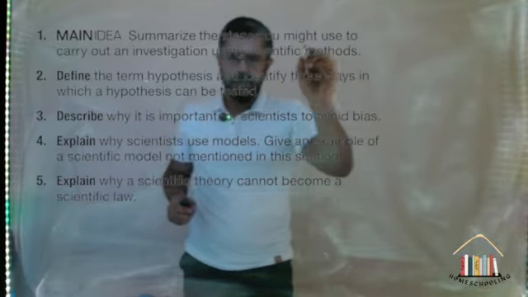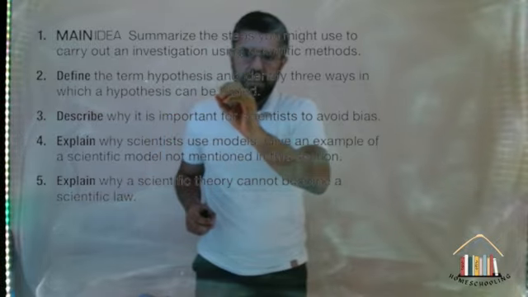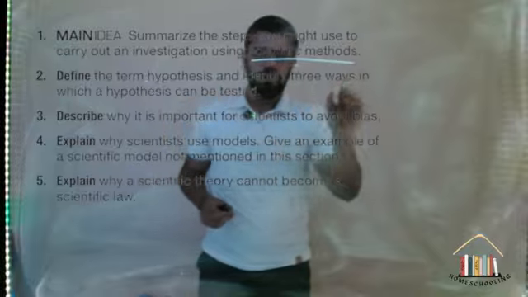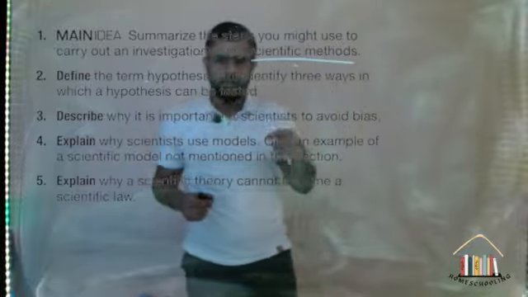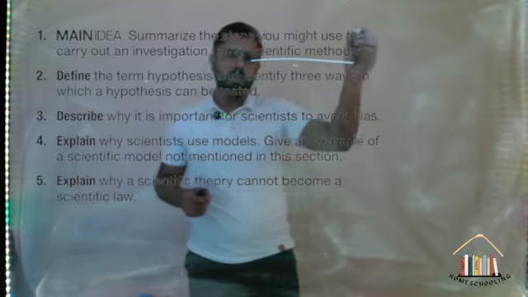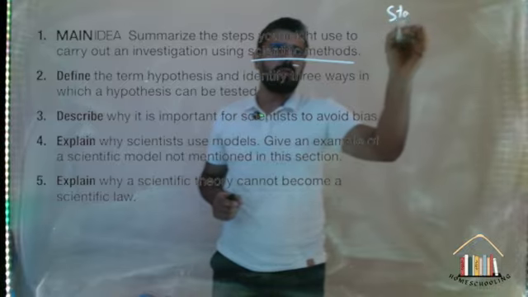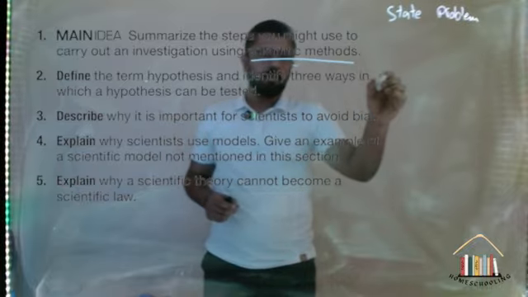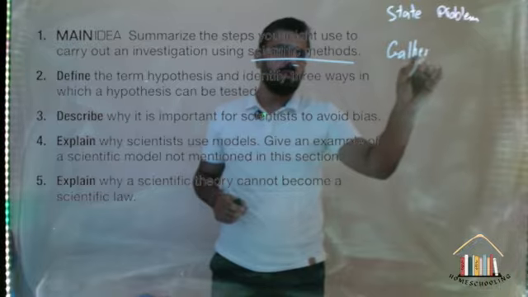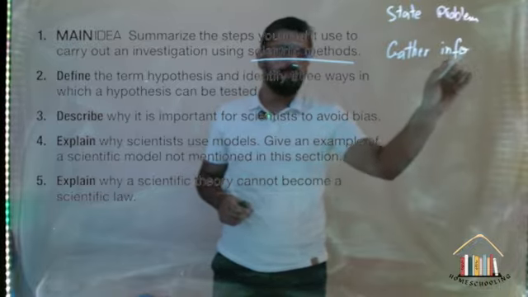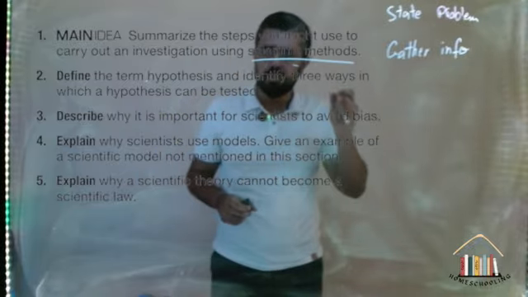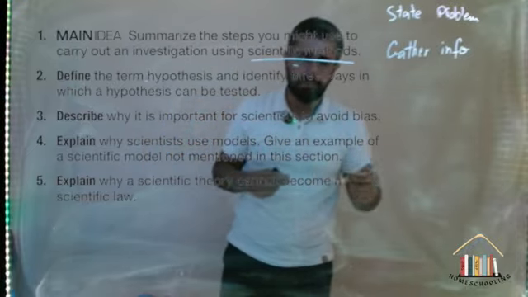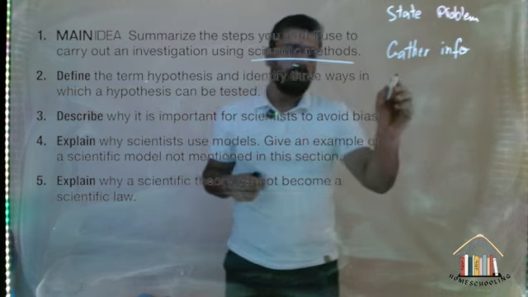summarize the steps you might use to carry out an investigation using the scientific methods. So all scientific methods use the pattern that I showed you at the beginning. First of all, we state the problem. Then we gather information about the problem from the already written books, or we ask other scientists or other doctors about the problem. Then we form or test a hypothesis.